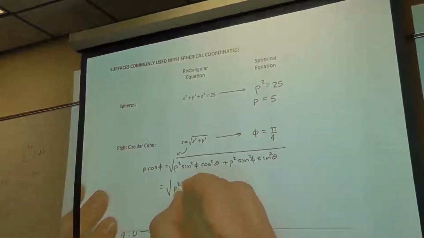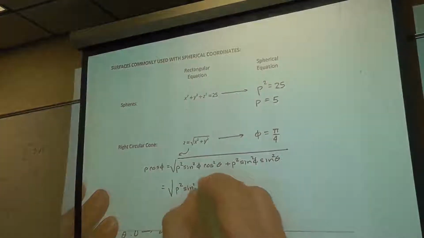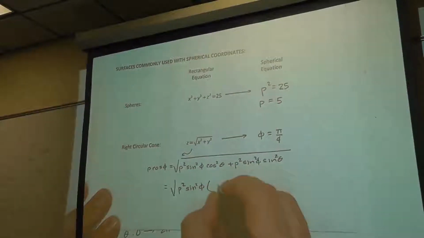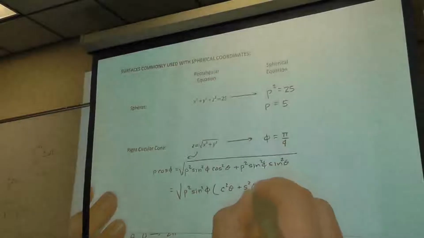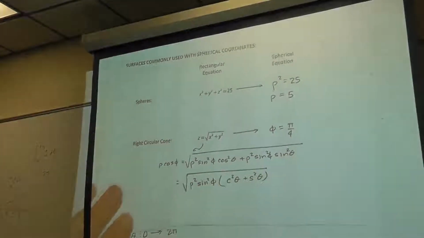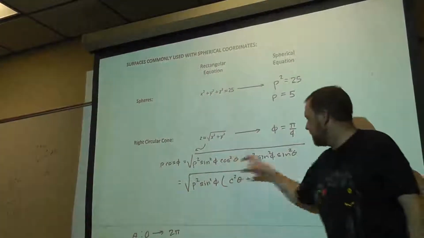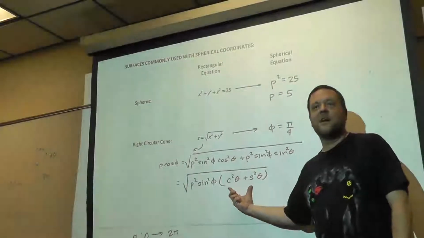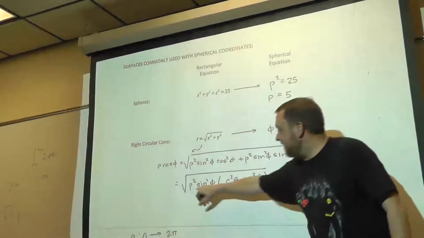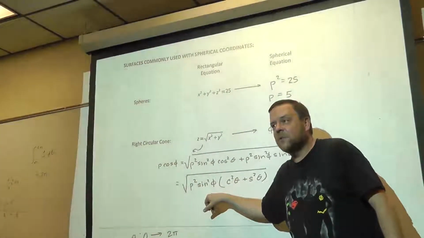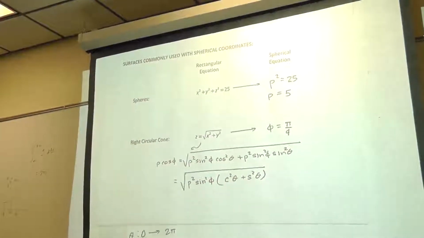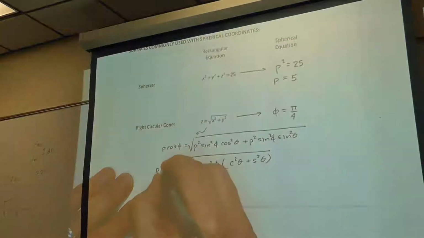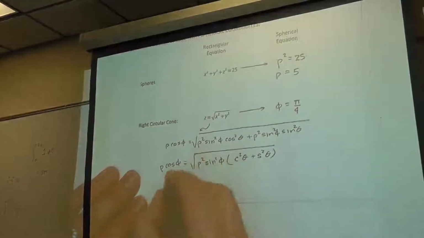Yeah, you factor out that rho squared sine squared phi, and then you get cosine squared theta plus sine squared theta left over. That's also known as 1. And then you can take the square root of these factors one at a time, so they become rho sine phi. And all the while, you still have rho cosine phi on the left.